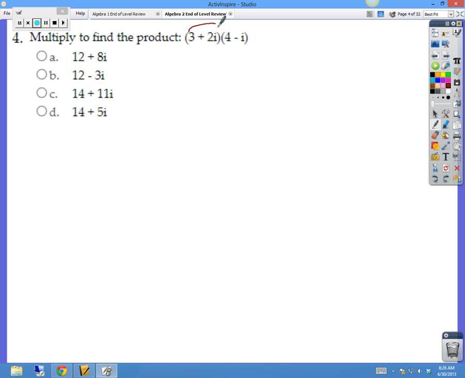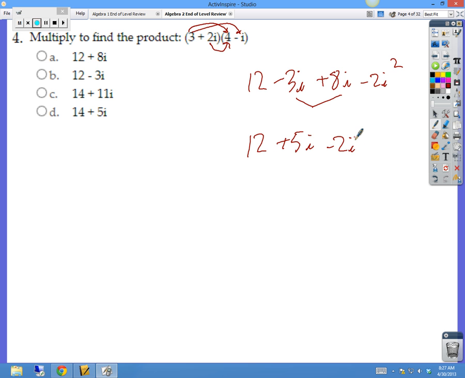Okay, when you multiply, you've got to do the distributive property. You've got to multiply both terms. So 3 times 4 is going to give you 12. 3 times minus i is minus 3i. And then you do the same thing with the 2i. 2i times 4 is 8i, and then 2i times a negative i is a negative 2i squared. You can combine these two terms. So now you're at 12 plus 5i minus 2i squared.